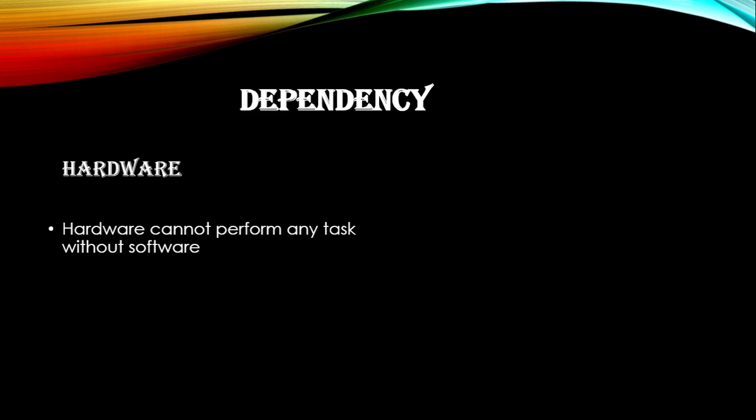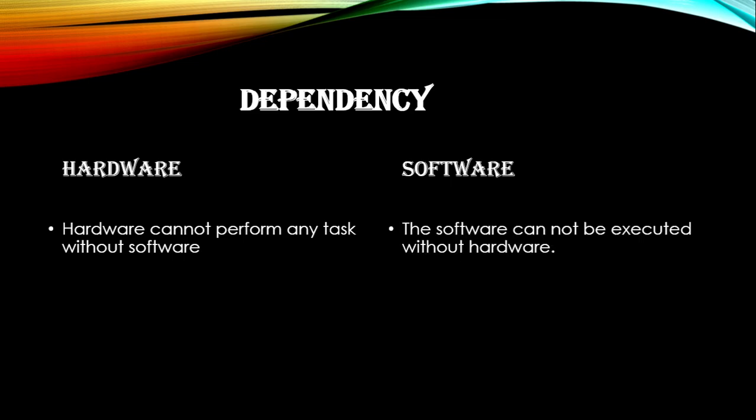The next factor we are going to discuss is dependency. Hardware cannot perform any task without software. For the working of hardware, software is required. And on the other hand, the software cannot be executed without hardware. So we have to run a software on a hardware. So we say both software and hardware are interdependent on each other, because we can't run a software without any hardware and hardware can't work without any software.